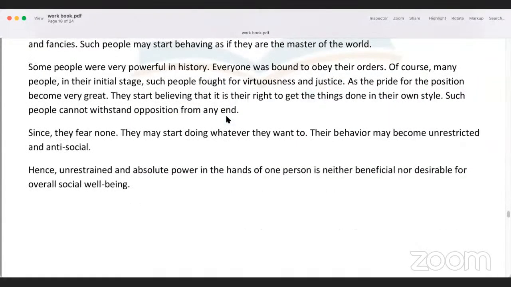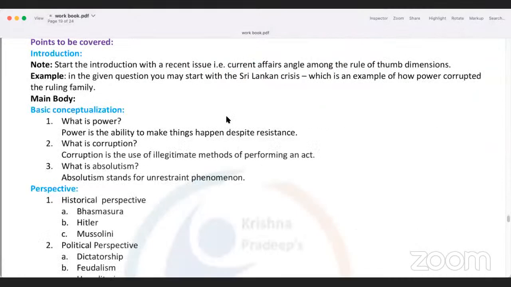Then you have to give some explanation from the different dimensional points of view. So what points are to be covered? In the introduction, usually in writing the general essay, we have the trouble. What is the trouble that we have in writing the introduction? The trouble that usually we have is the starting trouble. Now, what to start with? So, given the rule of thumb method. In the rule of thumb method, covered current affairs.